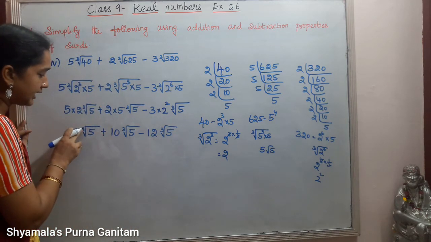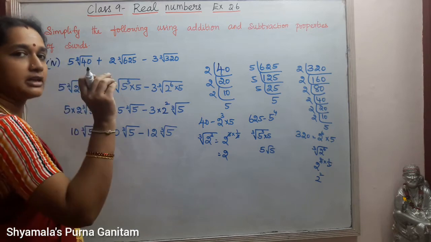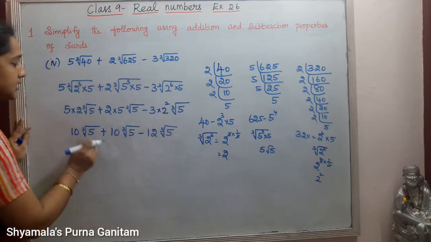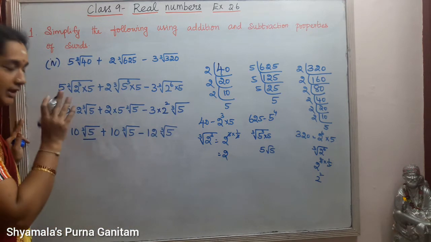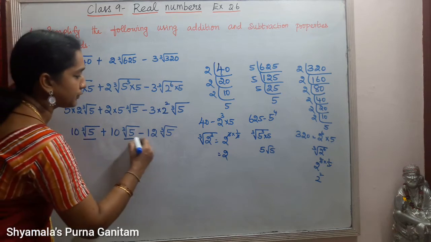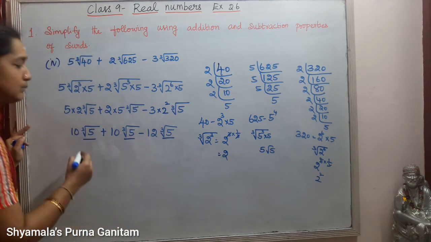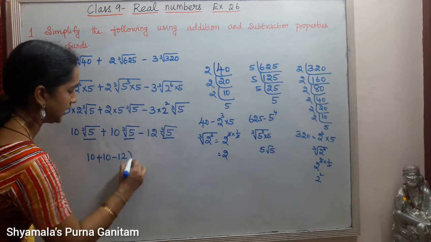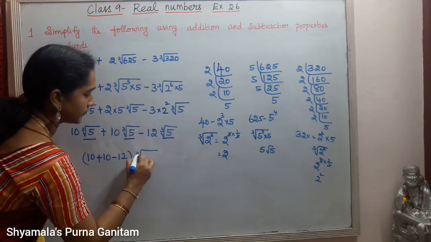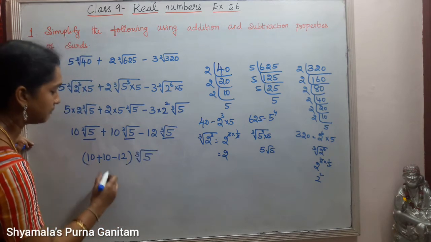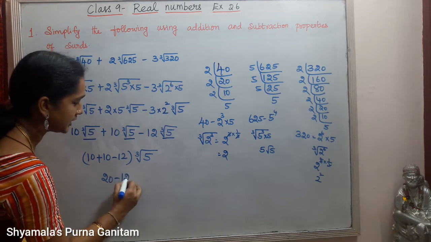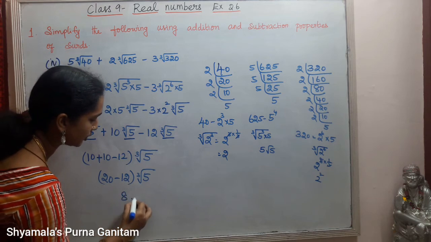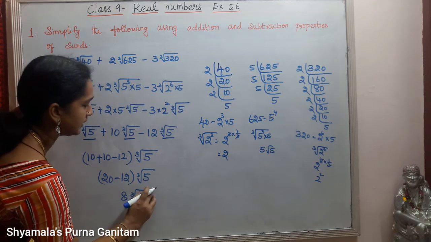So we have to be very careful in writing this 3. We have to write it smaller, or else we will mistake it as 10 into 3, so the whole sum will be wrong. So you have to be very careful in that. Cube root of 5, cube root of 5 and cube root of 5 is there, so we can simplify the coefficients. So this is 10 plus 10 minus 12 cube root of 5. 10 plus 10, 20. 20 minus 12 is 8. So 8 cube root of 5 is the answer for this sum.